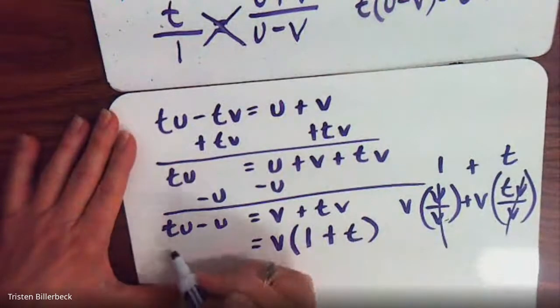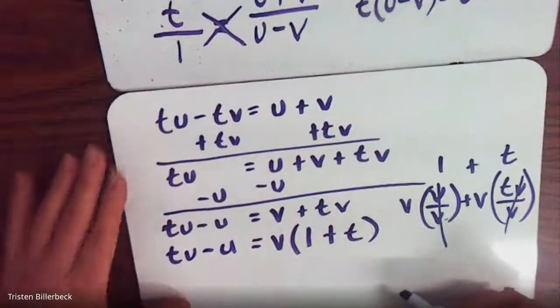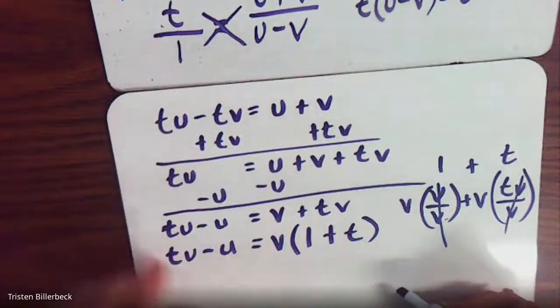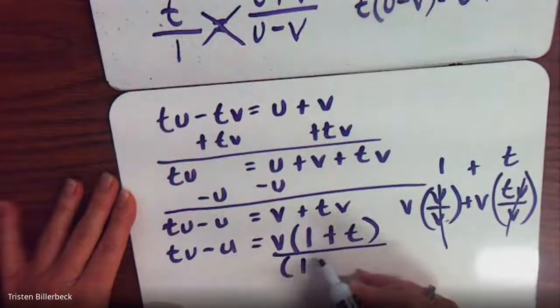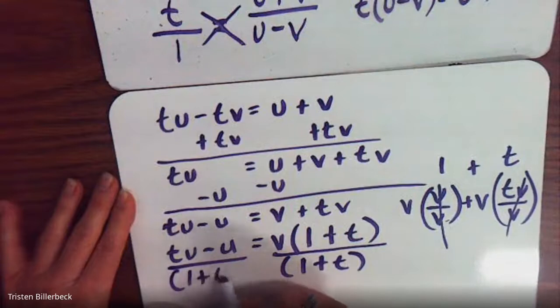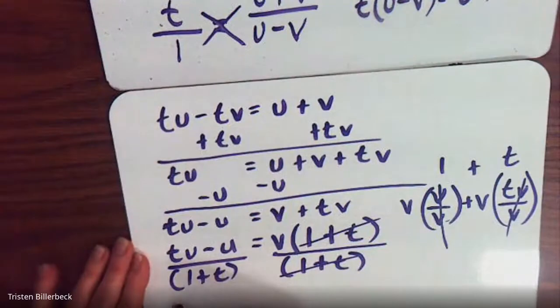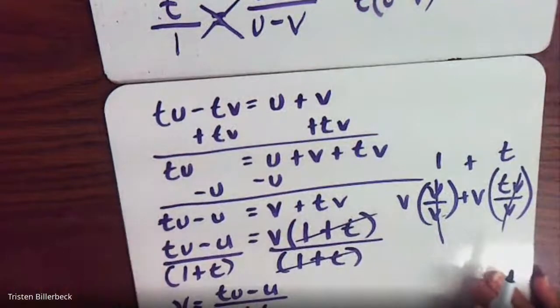All right, so that's still equaling TU minus U. Now we see we have this multiplying by the V, and we don't want it there, so we're going to use a multiplicative inverse and divide by 1 plus T. So that cancels that out. Now we have V equals TU minus U over 1 plus T. Happy, happy joy. We have V isolated.